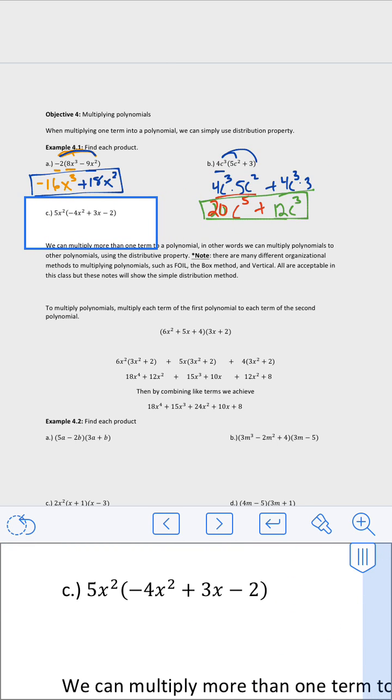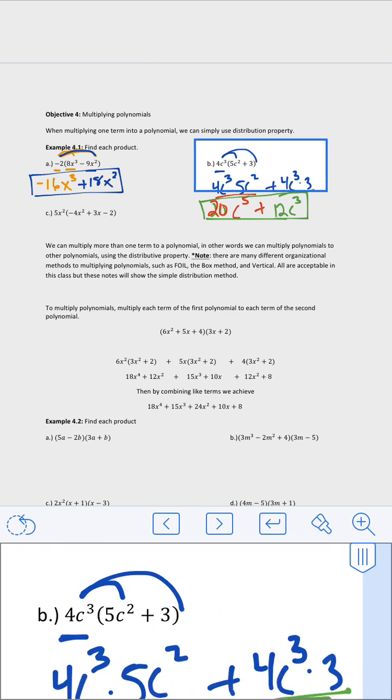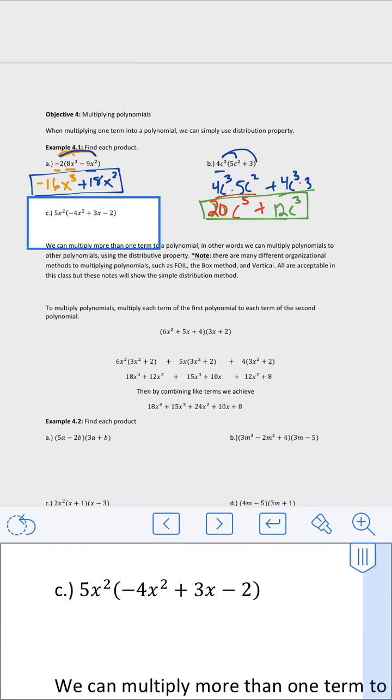This last one I'm going to let you guys try. It looks a little bigger, not that big a deal, but it's the same format as this one, right? You just use the distribution property and then multiply monomials. So try it out now. If you have any questions, remember, get them answered, and I'll be back in about 30 seconds.